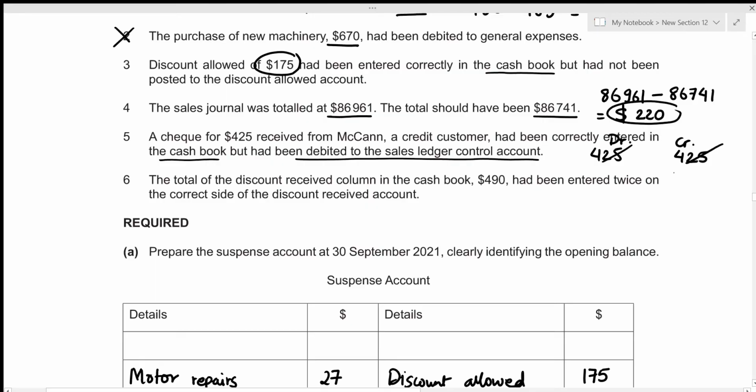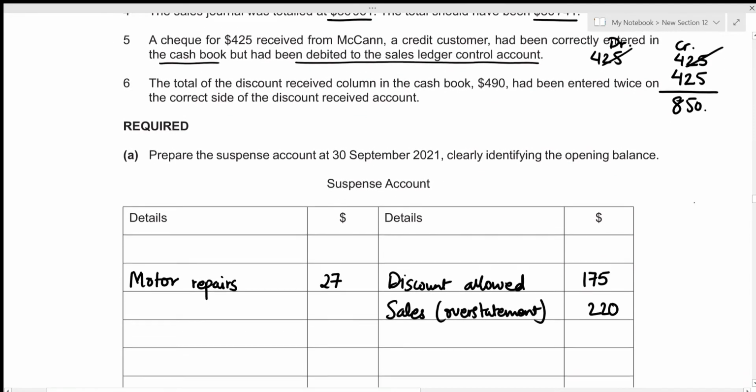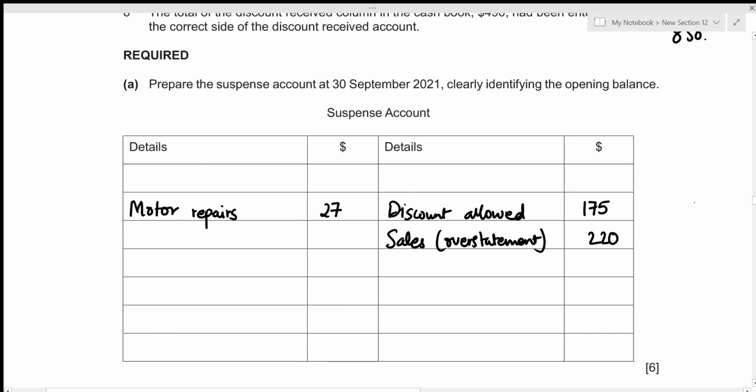So in order to show that amount on the credit side, we actually need to record this amount of 425 twice, so that once it gets cancelled out with the debit side's amount, and once it shows that the check had been received. So the total amount to be posted to the credit side is 425 plus 425, which is 850. So since we will be recording this in the sales ledger control account on the credit side, under the suspense account, we will actually be posting this on the debit side with the amount of 850 under the heading of sales ledger control account. Let's do that.